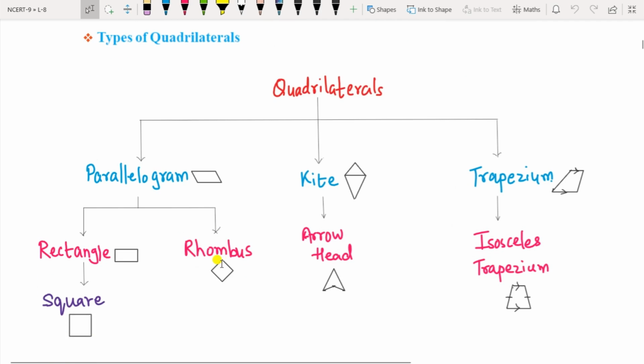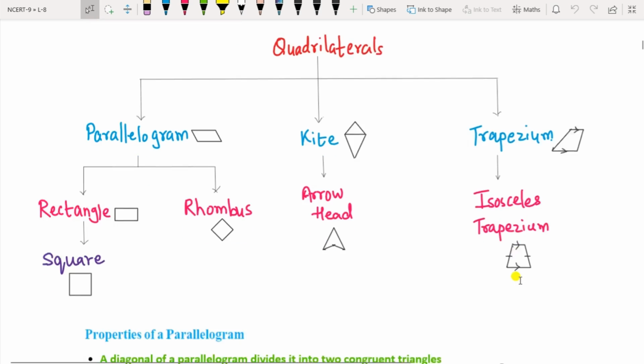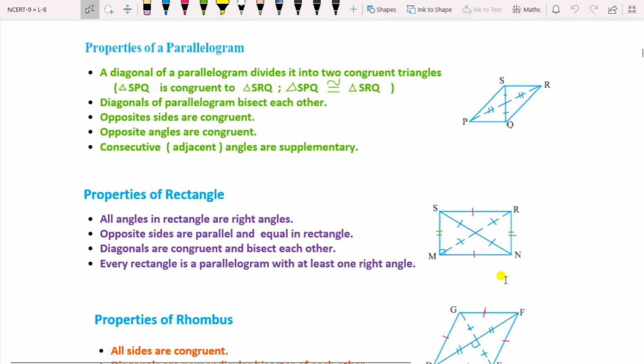I have shown here a tree of the quadrilaterals. Quadrilateral is divided into parallelogram, kite and trapezium. These are the figures of parallelogram, kite and trapezium. Okay. Further we are going to see the properties of all these quadrilaterals. Parallelogram is further divided into rectangle and rhombus, and rectangle is further elaborated as square, kite as arrowhead, and trapezium as isosceles trapezium. Let us see the properties of the following quadrilaterals.